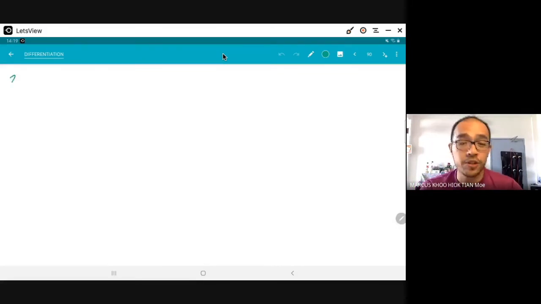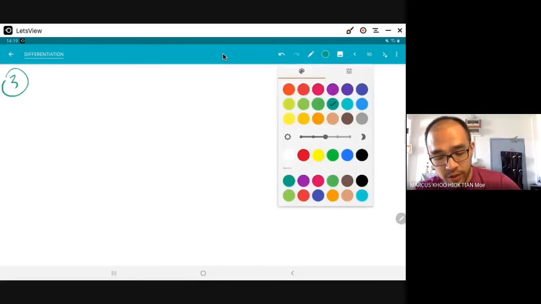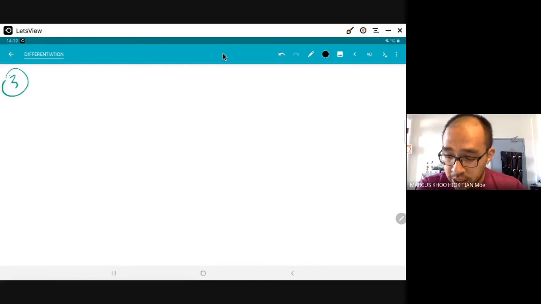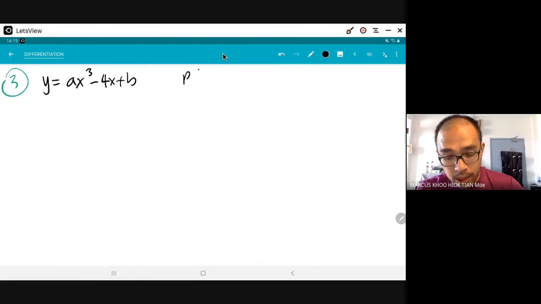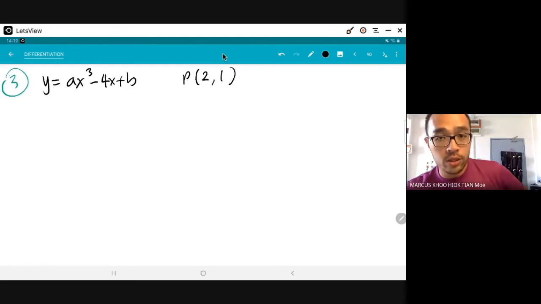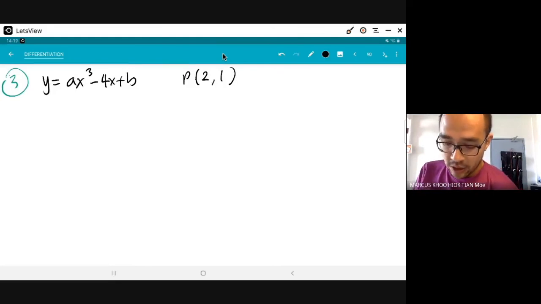Question number 3. I think question number 3 looks interesting. In the diagram on the right, the tangent to the curve y equals ax cubed minus 4x plus b at P, which is 2 and 1, intersects the x-axis at Q, which is 1 over 2 and 0. The normal intersects the x-axis at R. Find the values of A and B.